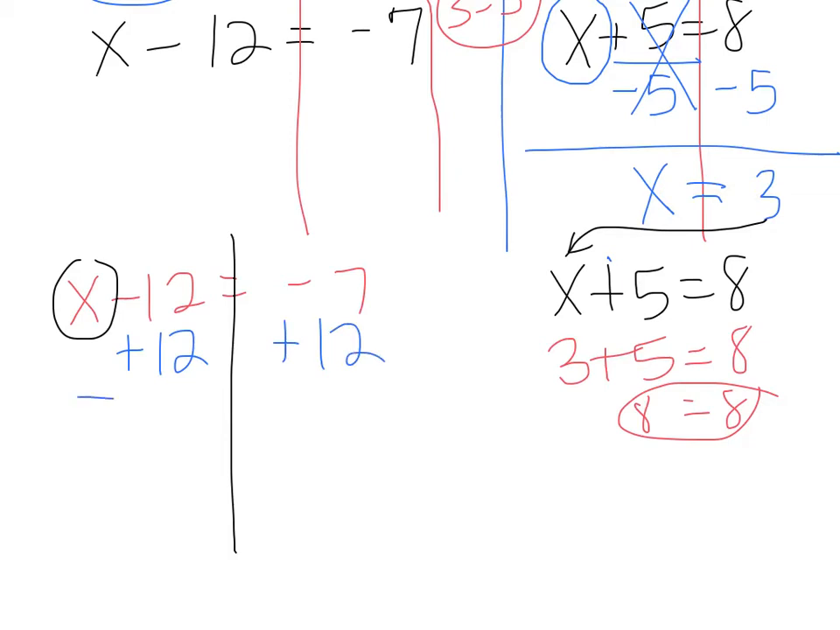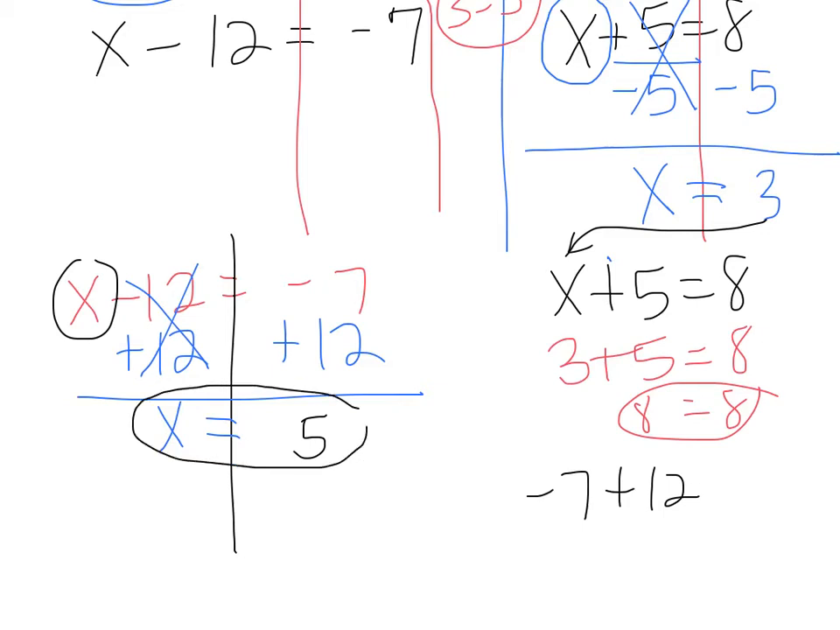And again, whatever we do to one side, we have to do to the other. Okay, negative 12, positive 12 cancel out. Now we have to be careful with our signs. I have negative 7 plus 12. Okay? These are different signs, so we need to subtract. 12 minus 7 is 5, and we keep the sign of the larger number, which is positive.